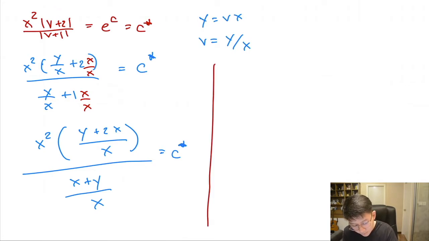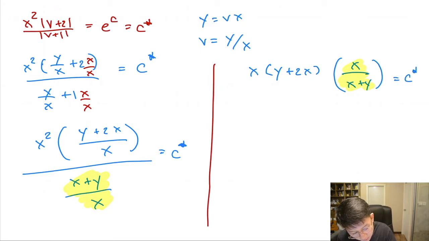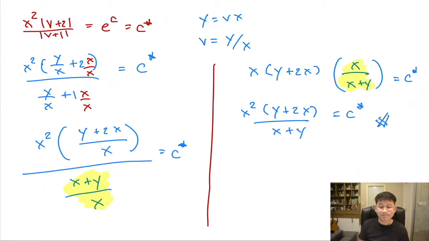And then we have x times y plus 2x, times x divided by x plus y. If you remember, it's a fraction, right? So you can put it up here. You flip between the numerator and the denominator, then multiply it back, and you get c star here. So you get x squared times y plus 2x divided by x plus y equals c, and that is the solution. Make sense? Okay.